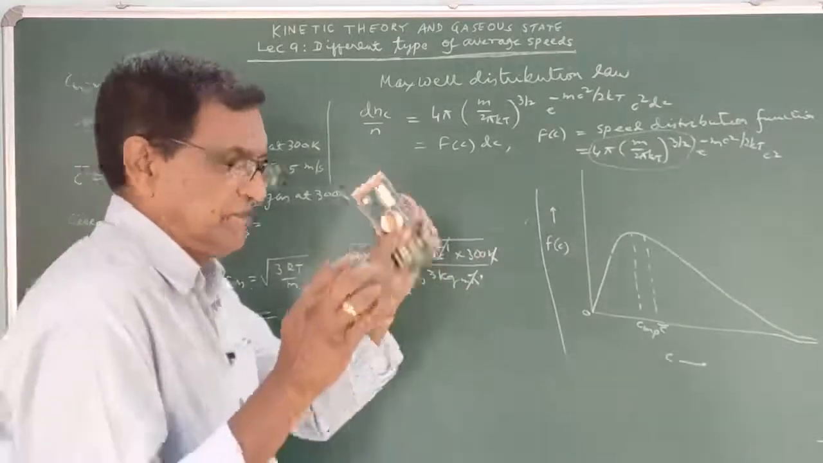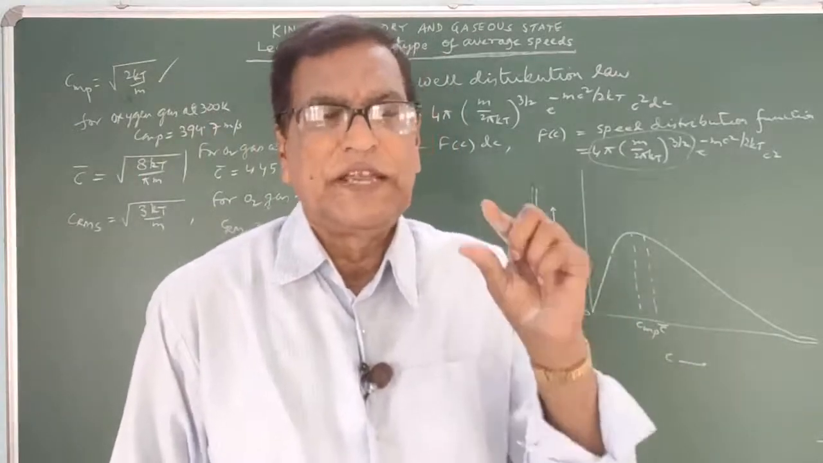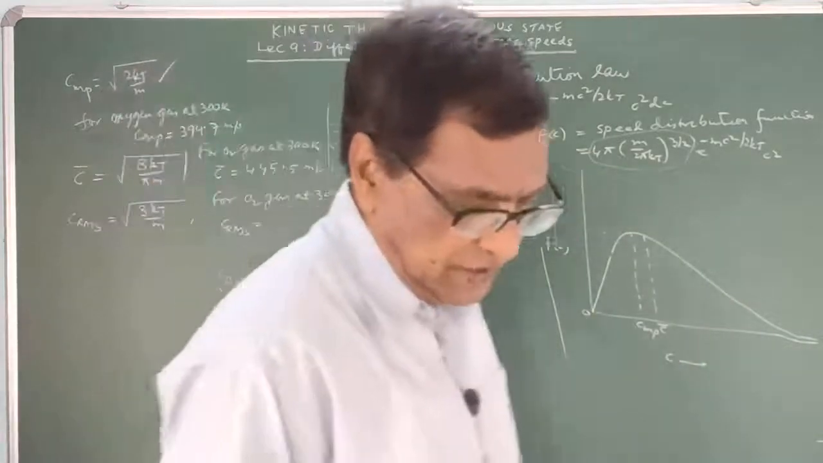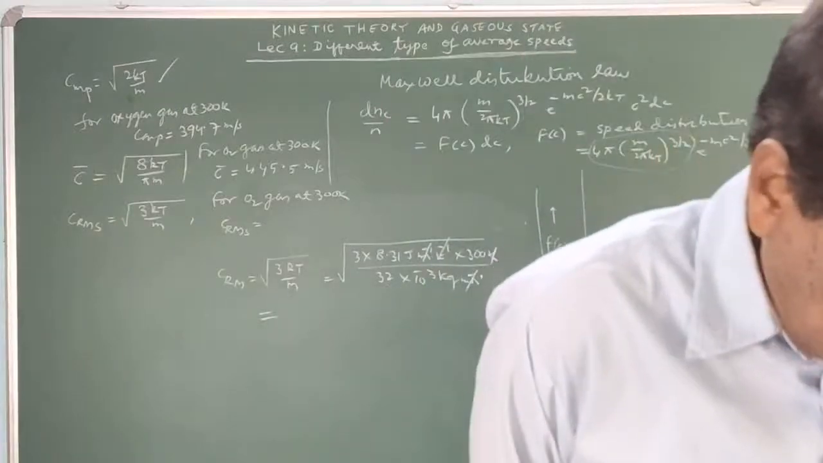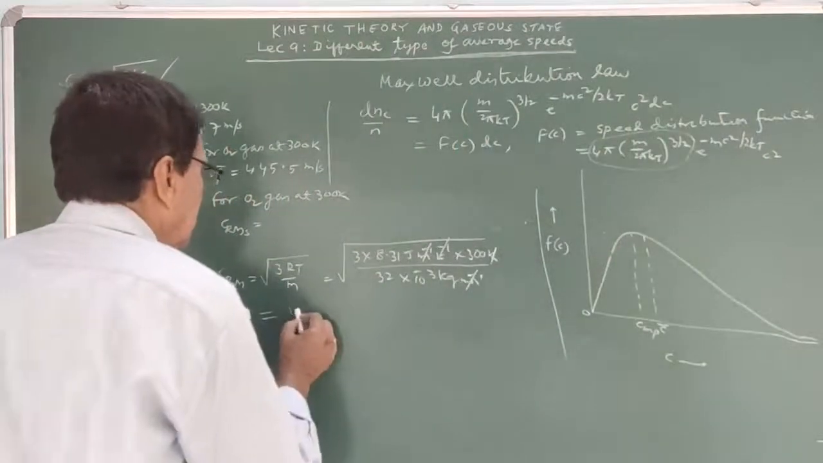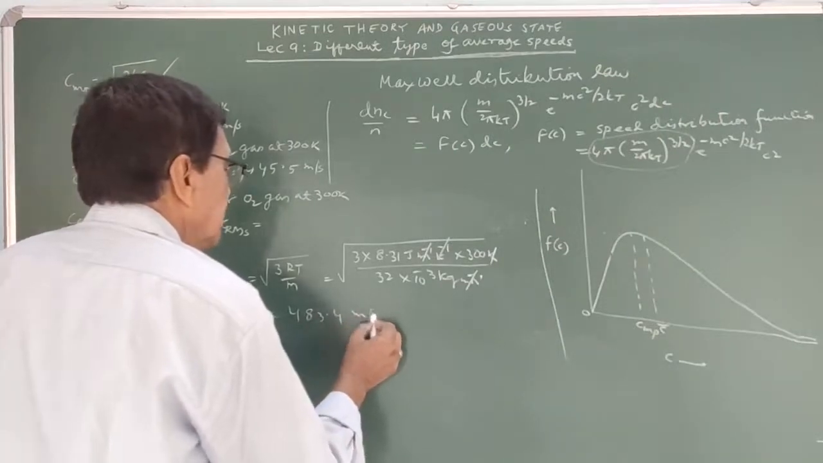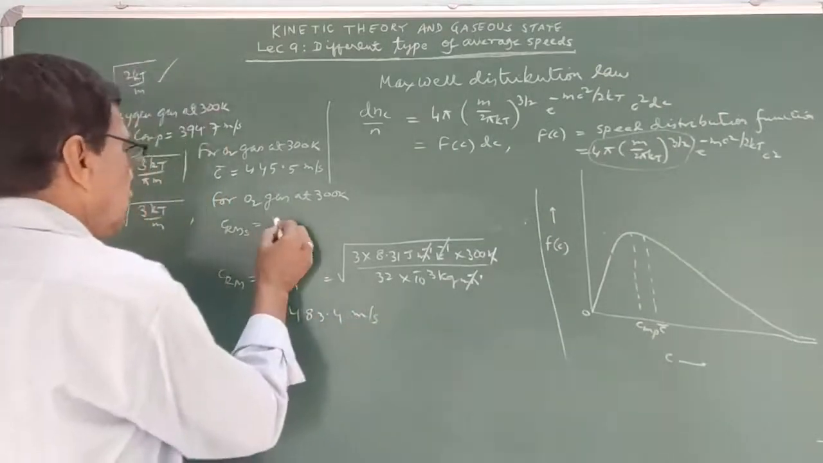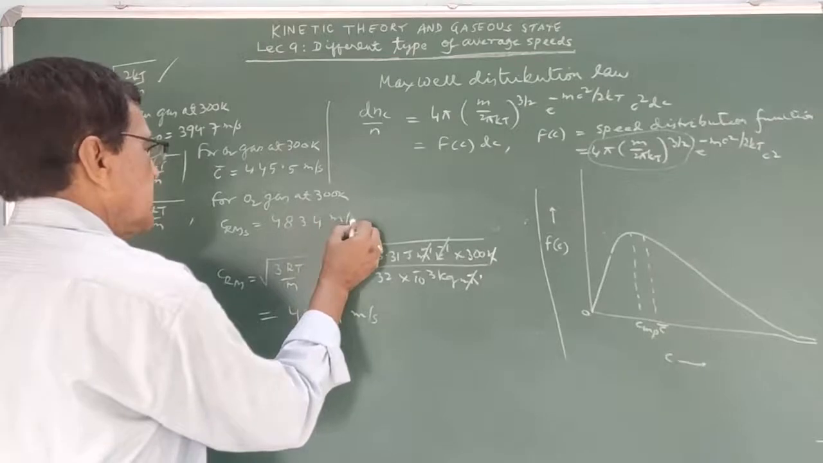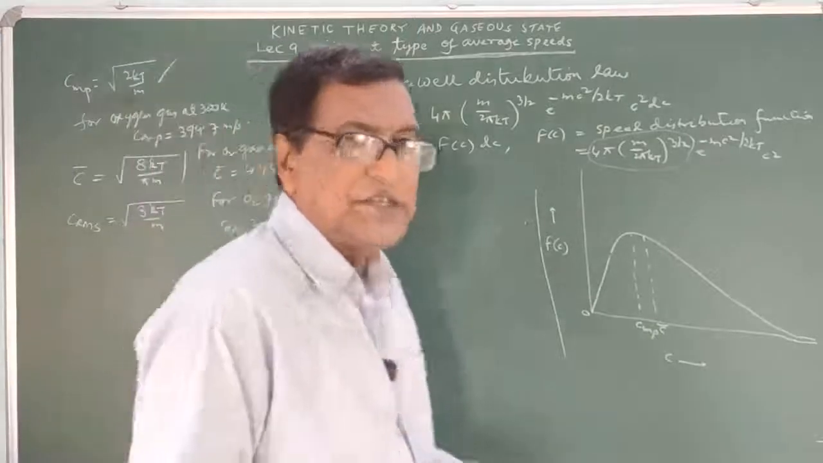If we split up the joule as I did earlier, joule equals kg meter square second inverse 2, then it will give you the value for oxygen. For oxygen, 483.4 meter per second. So this value is 483.4 meter per second.